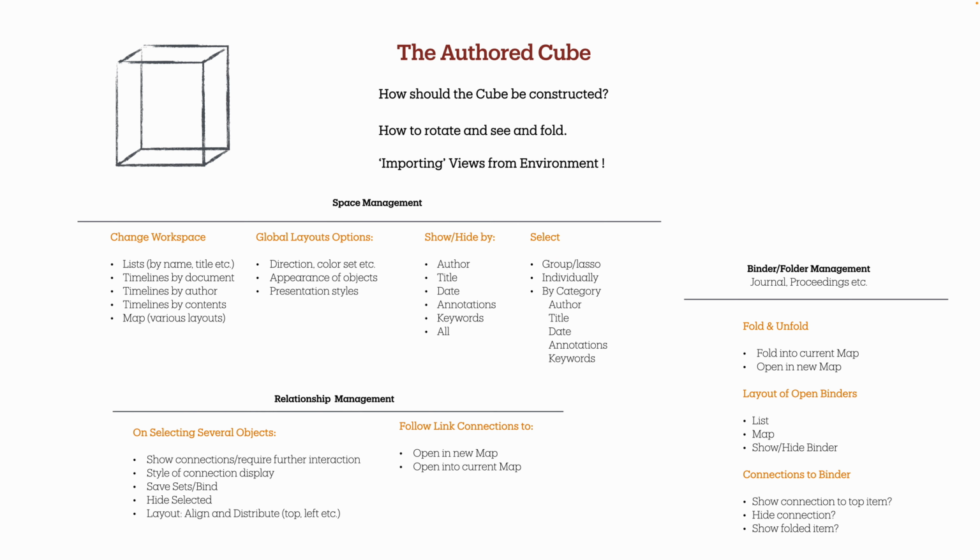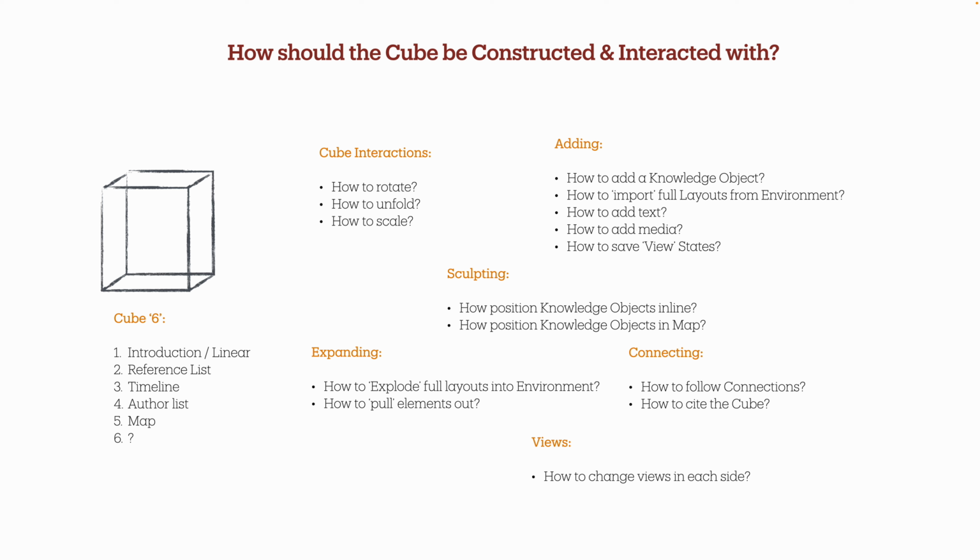Interaction issues. And then finally, when we're looking at, well, this is the same as the previous, it just is a bit messier there. How should the cube be constructed and interacted with? Lots of questions. We have 6 sides of a normal cube. Of course, it's non-Euclidean space, we can do what we want. We have to decide what to put on what side to begin with. Then there's a question of how to rotate it, how to unfold it, how to scale it, how to move it, how to add stuff to it, how do we sculpt, meaning how do we manipulate what's already there.